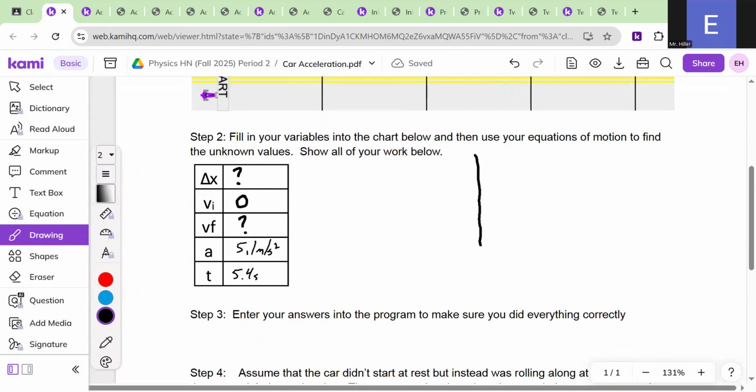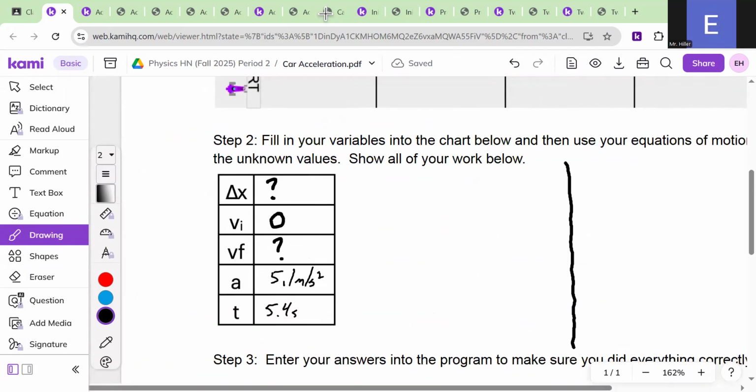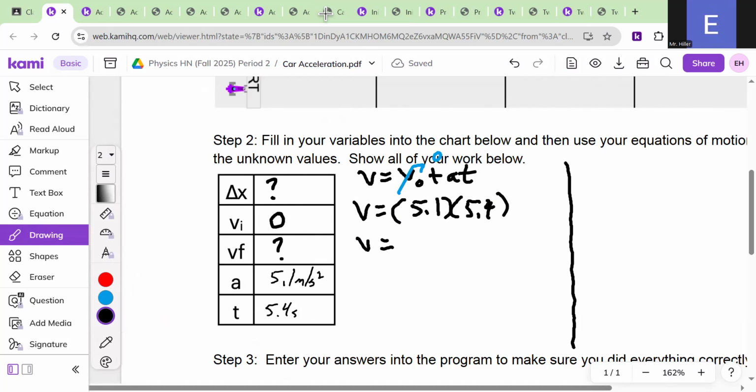So I'm going to make two parts. The first thing I'm going to do is solve for V final using that group of variables. Equation number 8 will help me with that: V equals V naught plus AT. Remember, V naught is 0, so it cancels. And V would equal 5.1 times 5.4 in my case. I'm getting 27.54 meters per second.